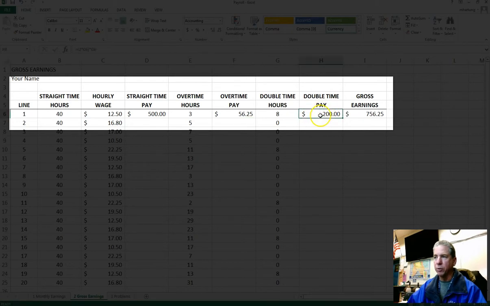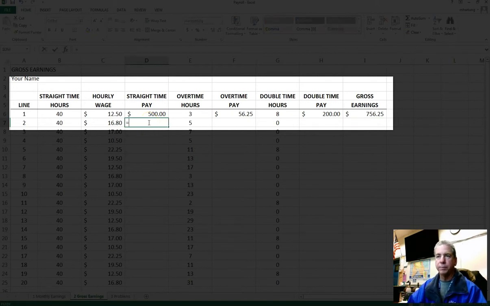And then your double time pay is just as it sounds. It's your pay times 2, your hourly wage times 2. And so we do a similar formula here. In parentheses, 2 times the hourly wage times the number of double time hours. And that's where we get that 200. And then our gross earnings are simply adding up straight time pay plus overtime pay plus any double time pay. And that's how we came up with that. We'll go ahead and do the next one with you.